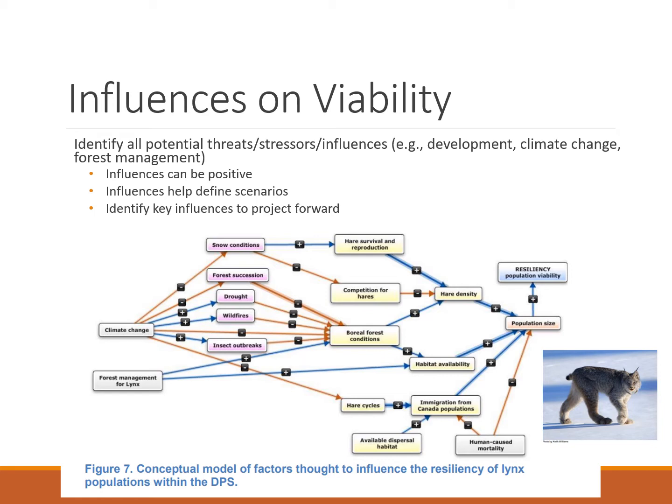These are the influences that are going to help define your scenarios as you move forward and evaluate current and future conditions. And they're also going to allow you to really target any kind of influences that are really important to take into the future context. So again, looking at the lynx diagram, you see that you have negative influences like climate change, as well as positive ones like forest management specifically for lynx.